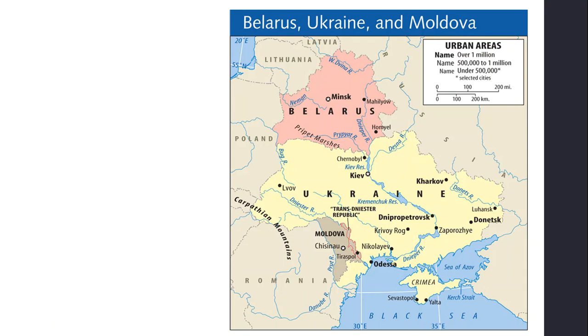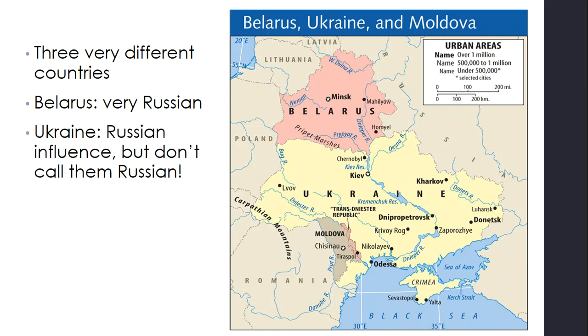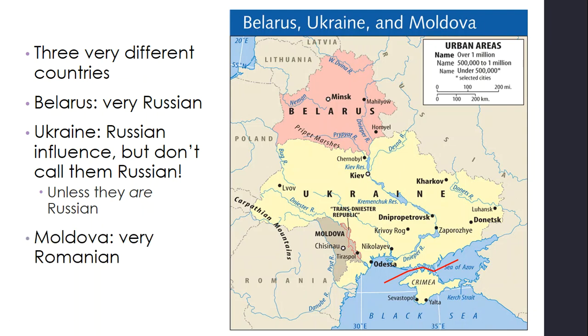We also have other states like Belarus, Ukraine, and Moldova. They are three very, very different countries, even though they were all formerly part of this USSR. Belarus is very, very, very Russian. The Ukraine has Russian influence, but don't call them Russian unless they are Russian, which there's a significant Russian population in the south, in Crimea, right there. And so Crimea recently was annexed by Russia, so still recognized as part of the Ukraine, but is currently under Russian control. And then you have a country like Moldova, which is very culturally Romanian, as it shares a border with Romania.